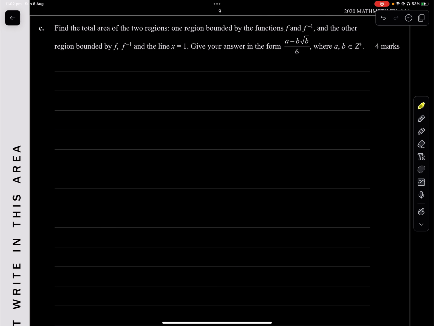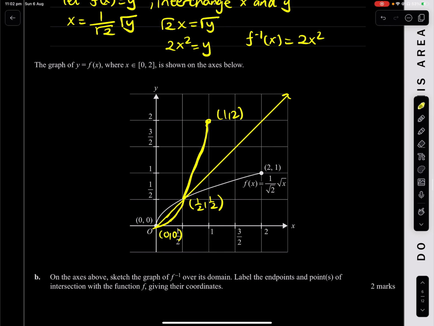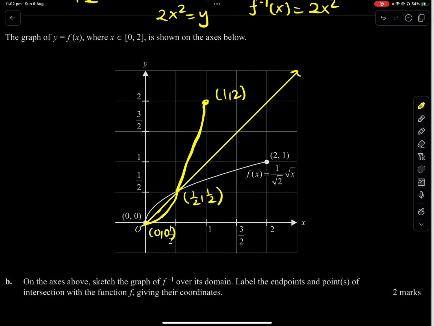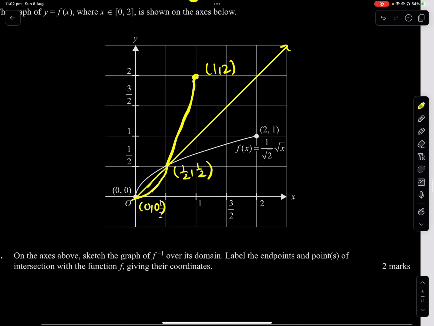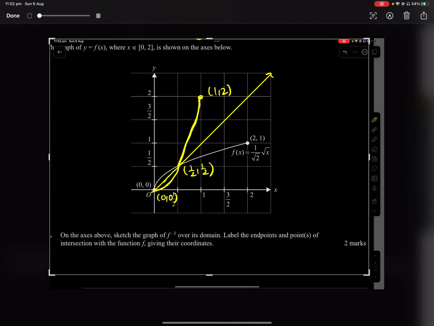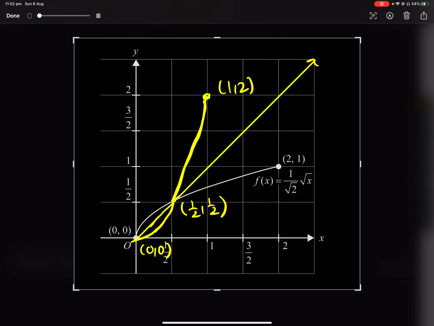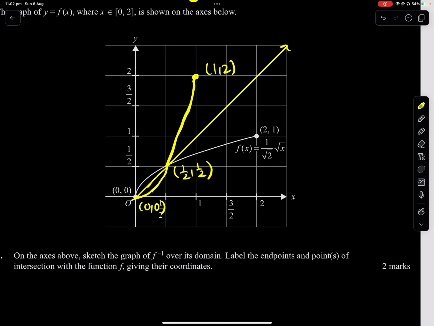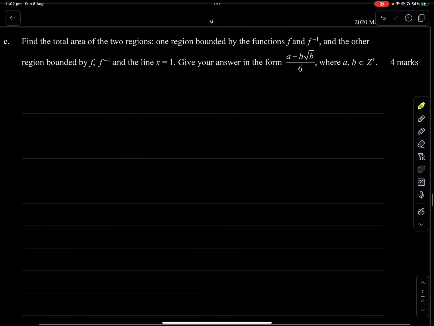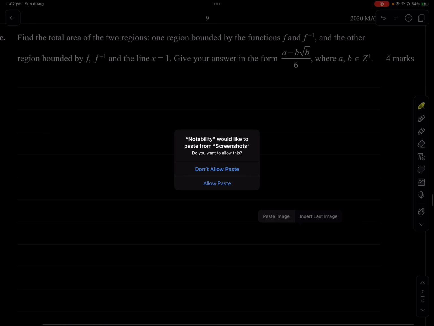Find the area, the total area of the two regions. One region bounded by f and f inverse of x, and the other region bounded by f, the f inverse and the line x equals 1. So I'm going to take a screenshot of this, and I'm going to use this graph to help me answer that question. Copy this. Alright, let's come here. 4 marks. Let's paste this.